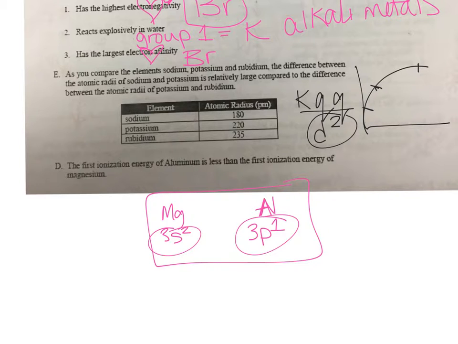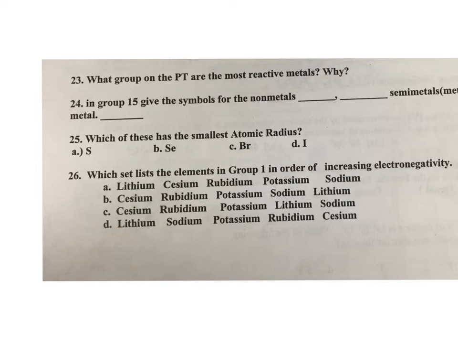So that's it for your benchmark review. No, it's not. Just kidding. Dang it. We have one more thing. Okay, at the bottom. We're going to do this quick. What group on the periodic table are most reactive metals? Alkali. So group 1. Okay, alkali metals.